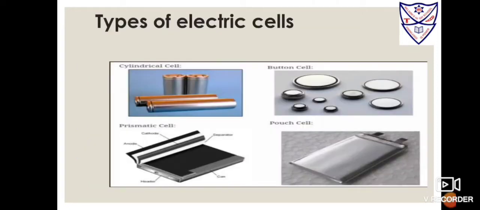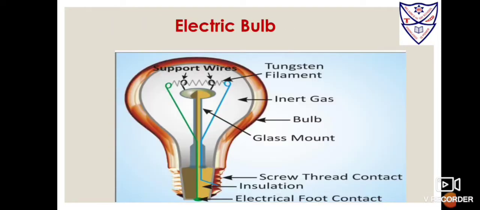Types of electric cells. Electric cells are of different types. A pencil cell is used in an electric clock. An ordinary cell is used in a toy, and a button cell is used in quartz watches and video games. A cell is a single unit, whereas two or more cells connected end to end is called a battery.